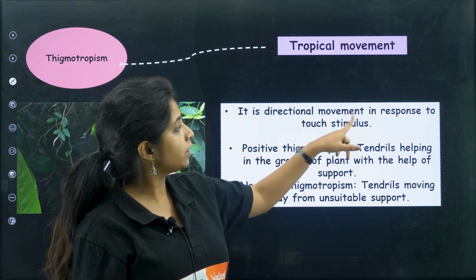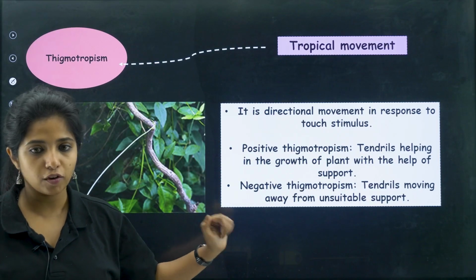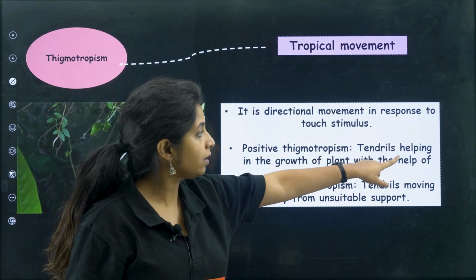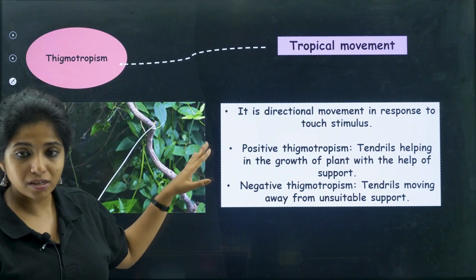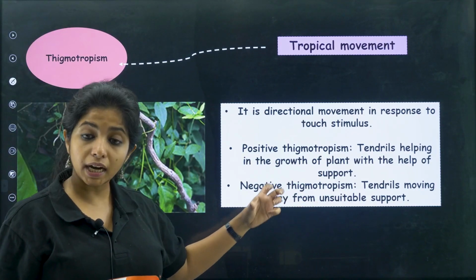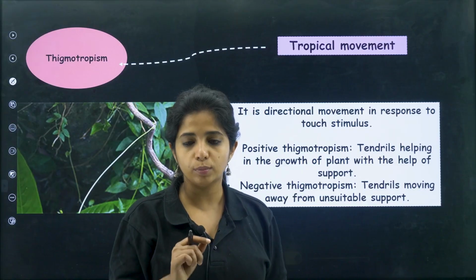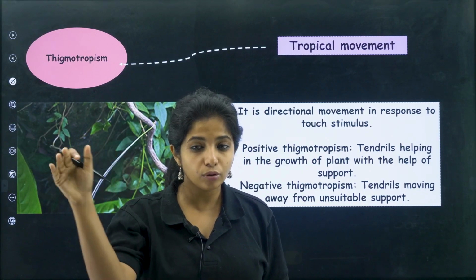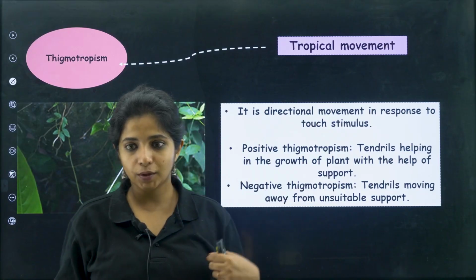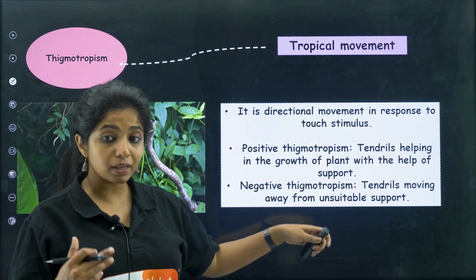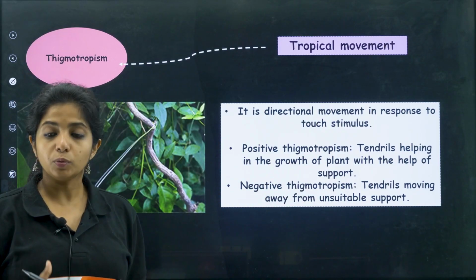So it is a directional movement in response to touch stimulus. Now you have positive and you have negative. Positive is when tendrils help in the growth of the plant with the help of the support. Tendrils move towards the support. Negative is when the tendrils basically move away from unsuitable support. So you might see in some thorny regions, they won't go and bind over there. If there is something unsuitable, they won't move, they move back. So positive is when the tendril is helping the plant grow towards the support.